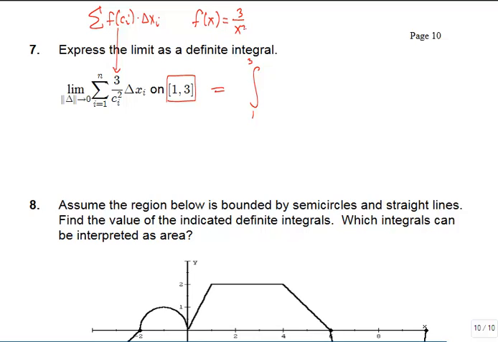So the function that we want to integrate is just 3 over x squared. And then this delta x sub i turns into, now you can kind of see where this notation comes from, that dx that we always write when we're doing our integral notation. So that delta x sub i, which is that width, is just your dx in your integral notation. So our final answer here, the limit definition of the area, is the definite integral from 1 to 3 of 3 over x squared dx.